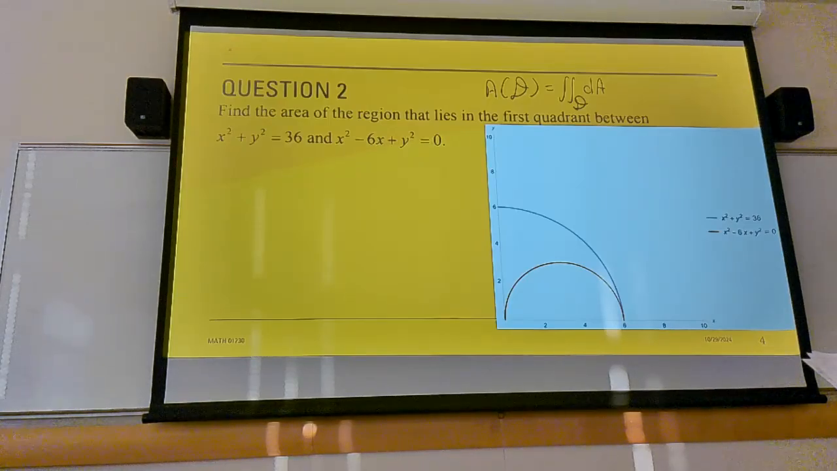Just technically look here. You agree? We're only talking about the first quadrant. Yeah, I mean, it has to be first quadrant, right? It says in the code. That's clearly the region.